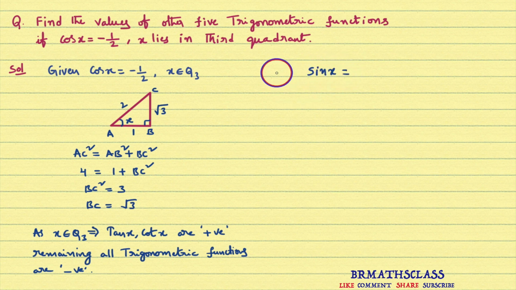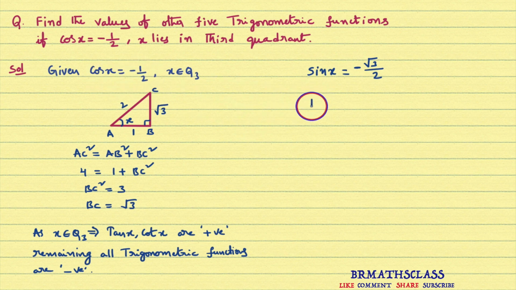Sin x. Sin x is defined as opposite side by hypotenuse. In this diagram, what is the opposite side? The opposite side is root 3, divided by the hypotenuse, which is 2. Now it's time to write the sign. X lies in which quadrant? Third quadrant. In the third quadrant sin x is what? Sin x is negative. Tan x and cot x only are positive, remaining all are negative. So sin x is negative, so you write minus here. After sin x, cos x is already given in the question.